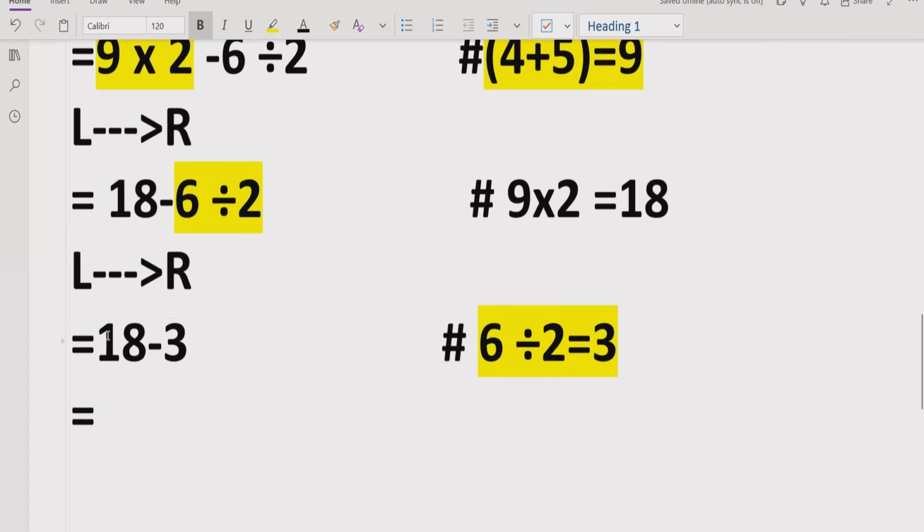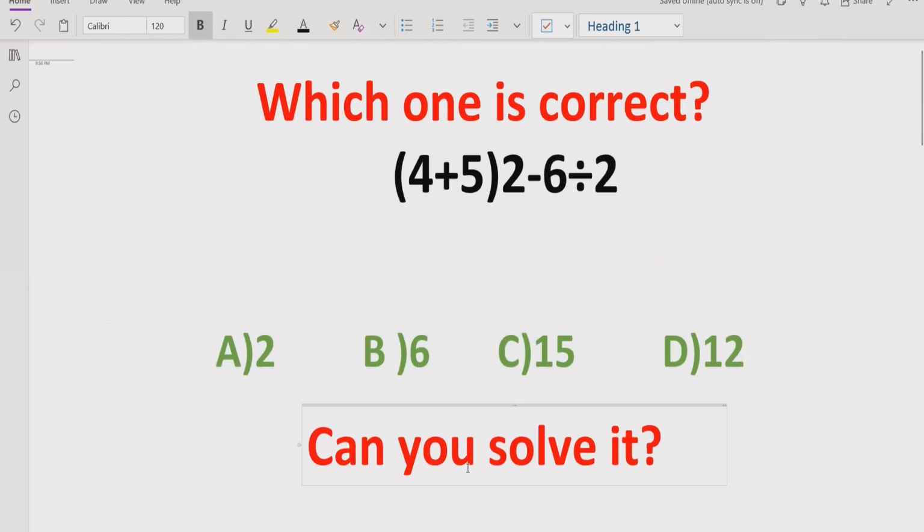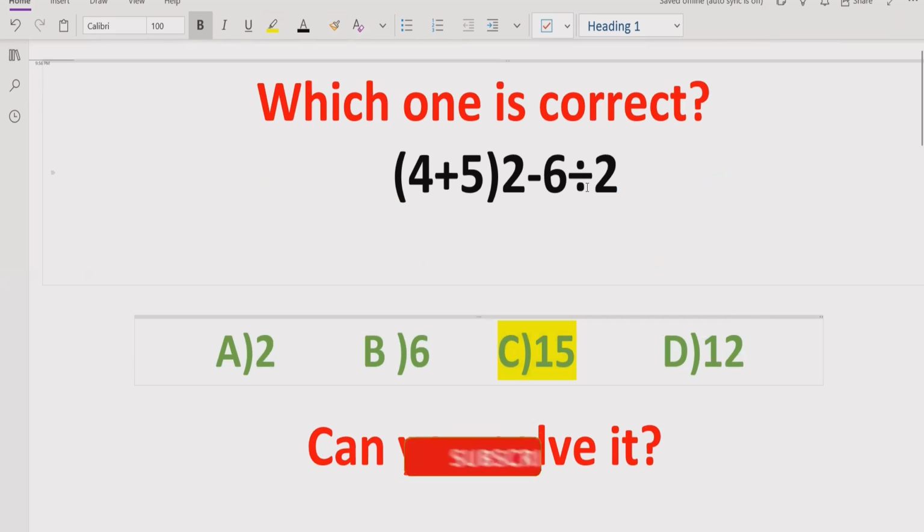Now we have only two terms, which is 18 minus 3. So we just write 18 minus 3, which equals 15. So the answer of this question is 15. I hope you understand how you can solve this expression using the PEMDAS and BODMAS method and get the correct result. If you see the answer list, answer C is the correct answer of this expression.